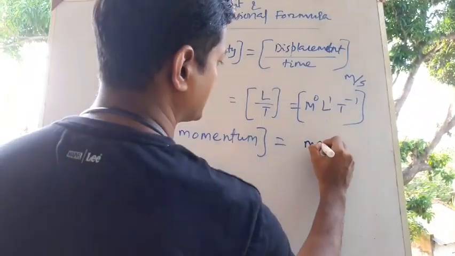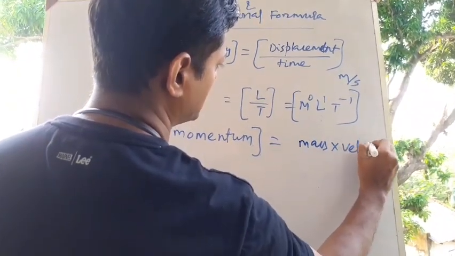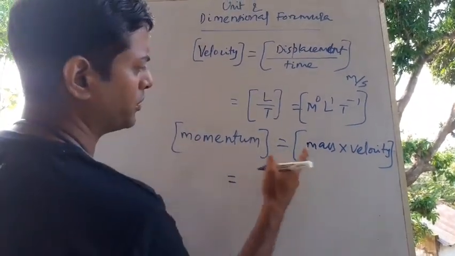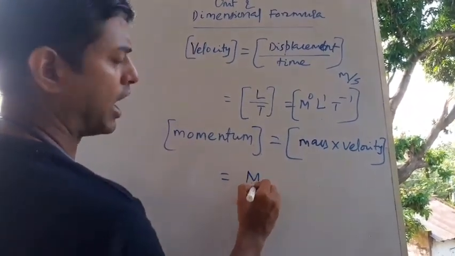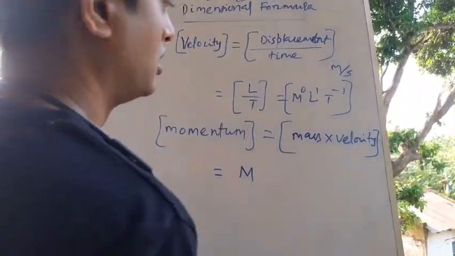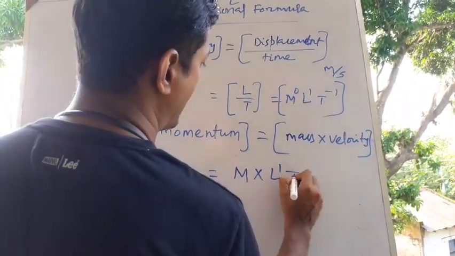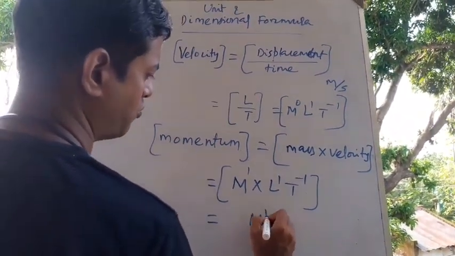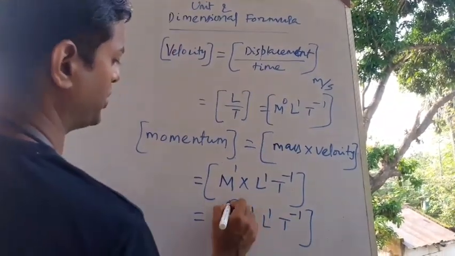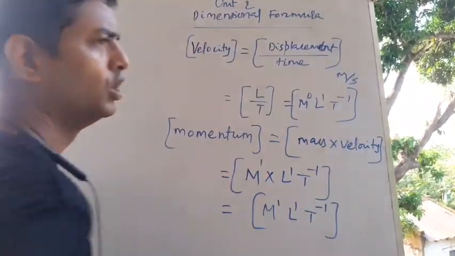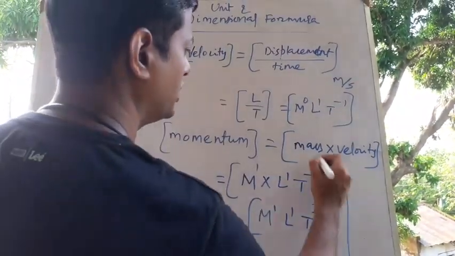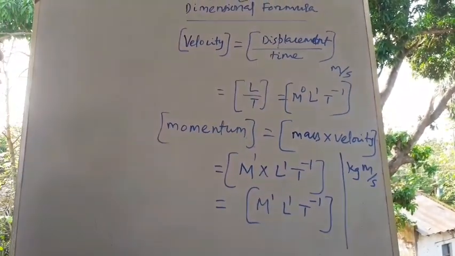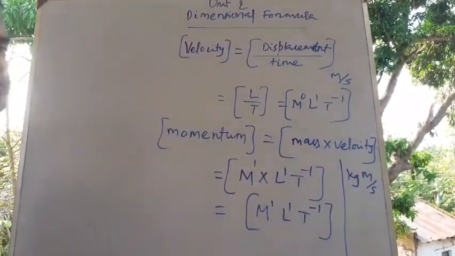So momentum is mass into velocity. I think this is there in the 9th syllabus also. I don't know, I'm not sure. But momentum equals mass into velocity. So dimensional formula of mass is M. Dimensional formula of velocity is L1 T minus 1. So now the dimensional formula of momentum is M1 L1 T minus 1. And what will be its SI system unit? For mass I can take kg, for velocity I can take meter per second. So the SI unit of momentum is kg meter per second.